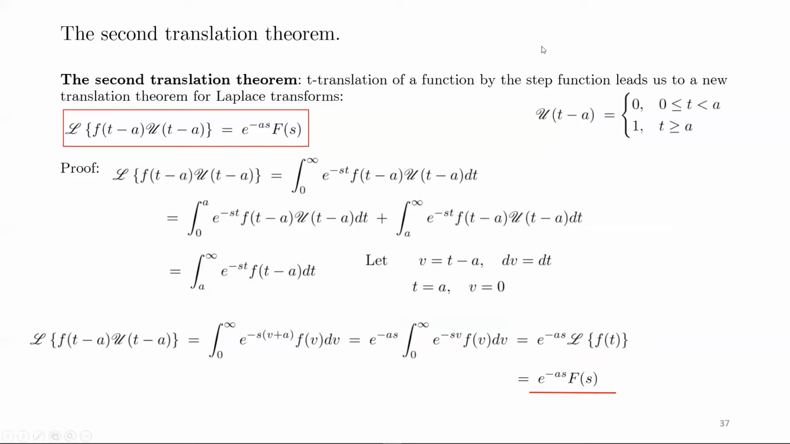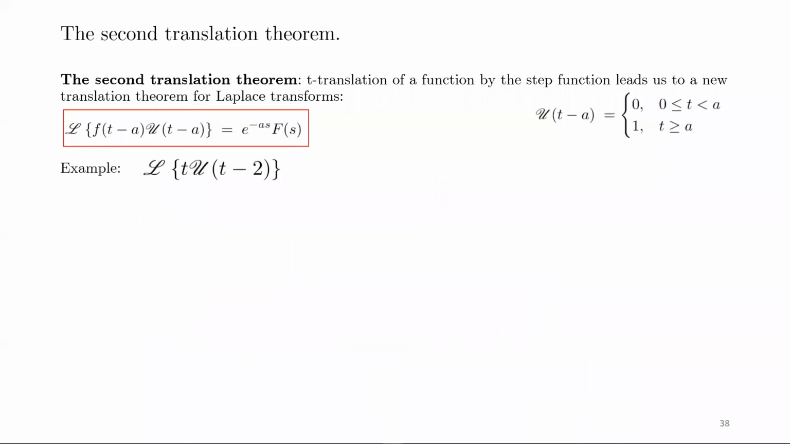Okay, so let's look at an example. So now we want to take the Laplace transform of t times the unit step function at t minus 2. So this is not quite in the right form. This is not quite in the form f of t minus a times unit step function of t minus a. Of course here a is 2.